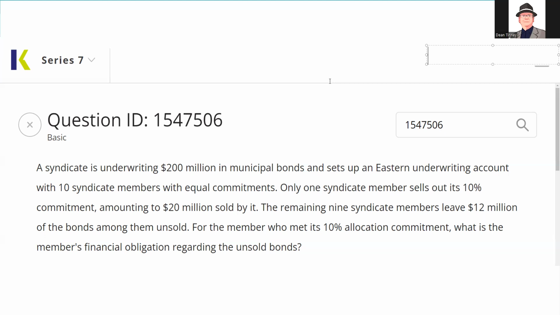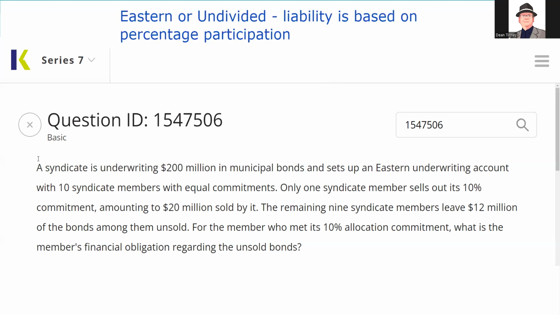A syndicate member or syndicate is underwriting $200 million in municipal bonds and sets up an Eastern underwriting account. So we have two types of syndicates. We have Eastern and we have Western. Eastern is also known as an undivided account. Western is known as a divided account.